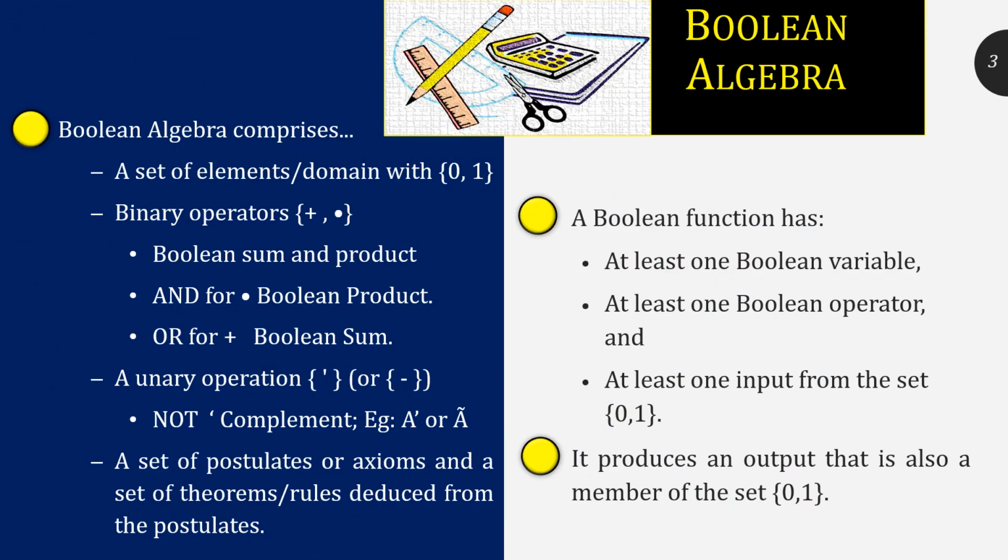Boolean algebra consists of a set of elements or domain with the values 0 and 1, binary operators like Boolean sum and product, a unary operator like complement, a set of postulates or axioms, and a set of theorems or rules deduced from these postulates. Okay, so a Boolean function has at least one Boolean variable, at least one Boolean operator, and at least one input from the set {0, 1}, and it produces an output that is also a member of the set {0, 1}.